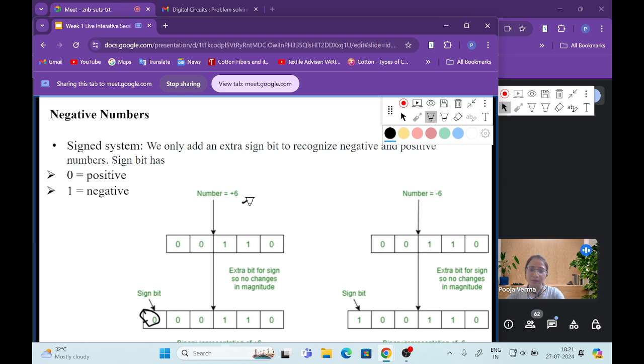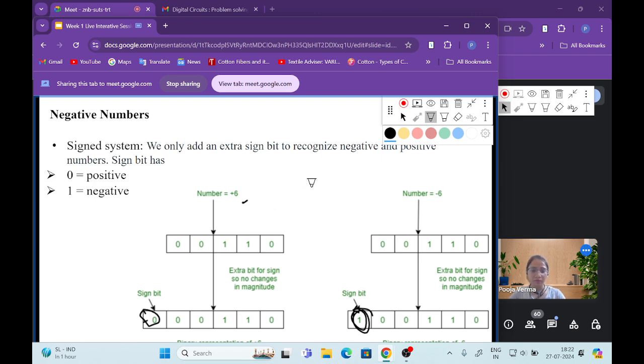So for example, for the number plus 6, the 6 is represented by 0, 0, 1, 1, 0, right? So for sign magnitude, there is an extra bit for sign, so no change in the magnitude. The first MSB is 0, so no change for a positive number, that is 0, 0, 0, 1, 1, 0, 0. And for minus 6, it is represented by 1, an extra bit for sign, so there is a change in the magnitude.